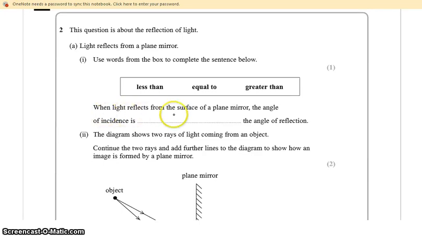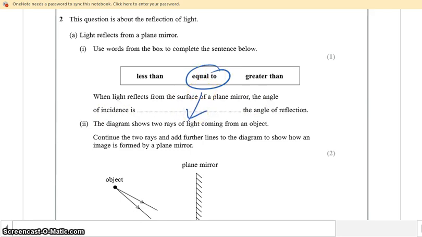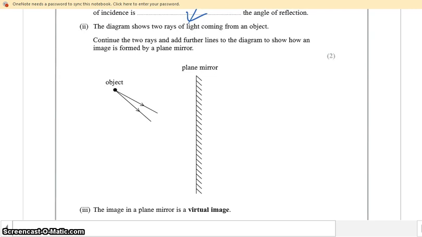Okay, so when light reflects from the surface of a plane mirror, the angle of incidence is equal to the angle of reflection. Easy one. So the diagram shows light coming from an object. If it says continue the two rays, I'm going to have to do this freehand, unfortunately, because it's very difficult to draw on the screen with a ruler.